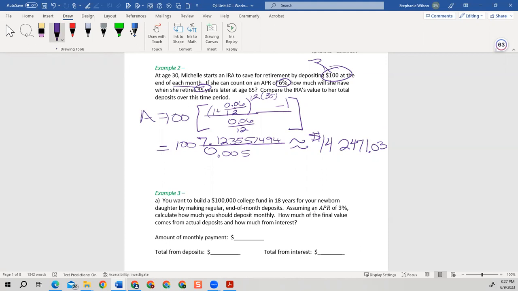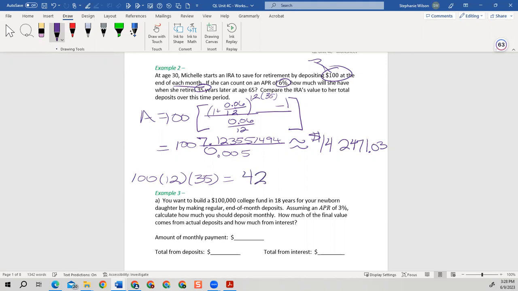Okay, so we know that $142,471.03 is what she could have in her IRAs at the end of 35 years when she's 65 years old. Now compare the IRA's value to her total deposit over the time period. What if all she did was deposit $100 each month for 35 years? How much money would she have then? So 100 times 12 times 35 is $42,000.